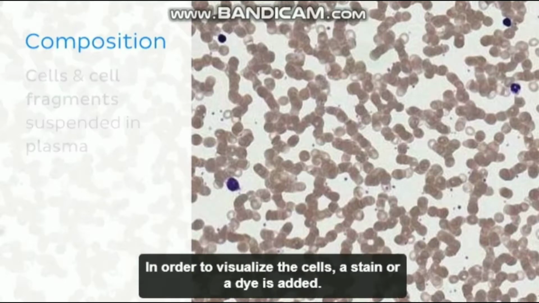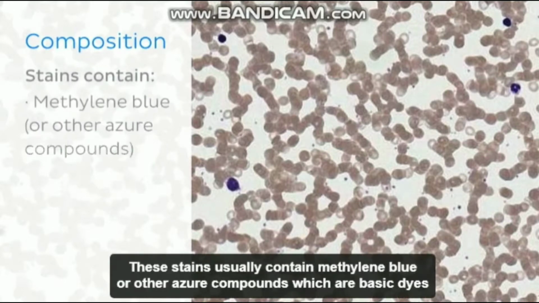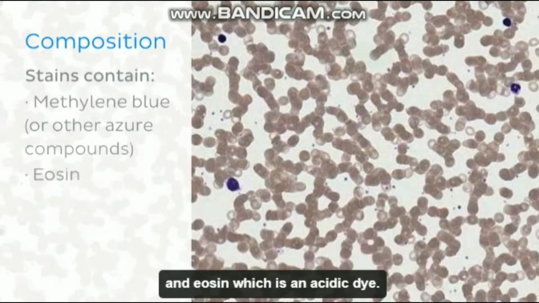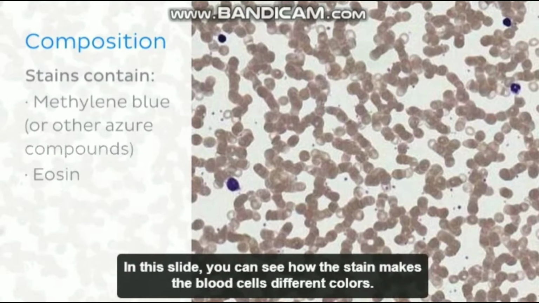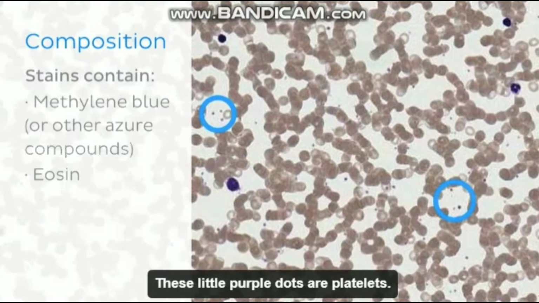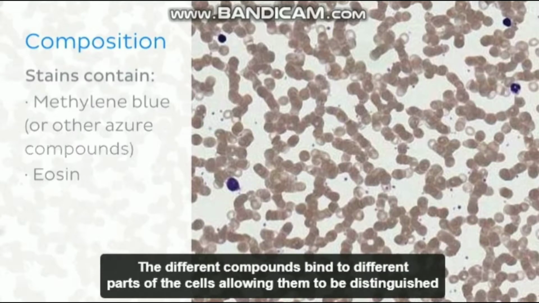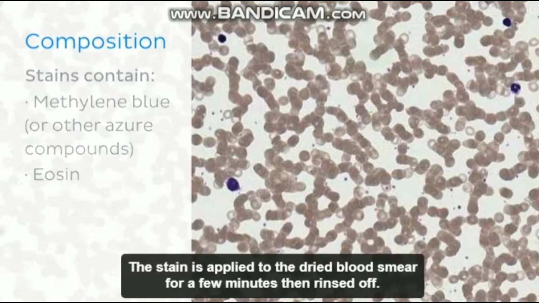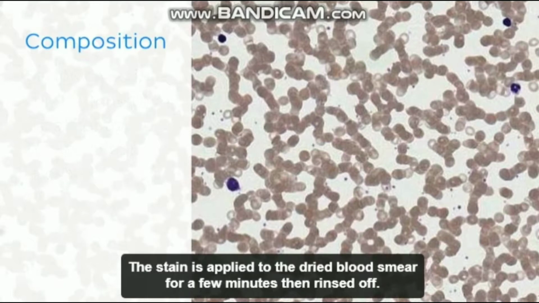In order to visualize the cells, a stain or a dye is added. These stains usually contain methylene blue or other azure compounds, which are basic dyes, and eosin, which is an acidic dye. In this slide, you can see how the stain makes the blood cells different colors. For example, the light purple of the red blood cells and the dark purple of the lymphocytes. These little purple dots are platelets. The different compounds bind to different parts of the cells, allowing them to be distinguished from one another. The stain is applied to the dried blood smear for a few minutes, then rinsed off.